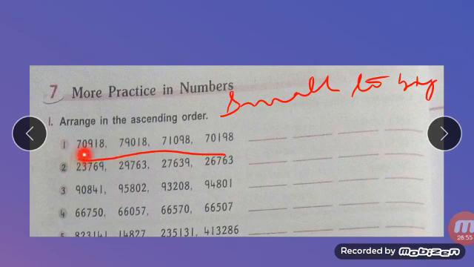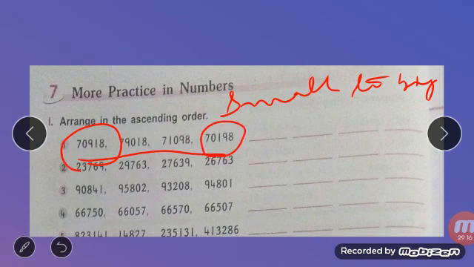Now look at the thousands place: 0, 9, 0, 9, 1, 0. See children, in the thousands place here is 0, here is 9, here is 1, here is 0. Now you have got it in 2 places. Here is also 0, here is also 0, so both are the same. Now see the 100 place. Here is 9, and here is what, children? Here is 1. So this number is smallest because 1 is smaller than 9.